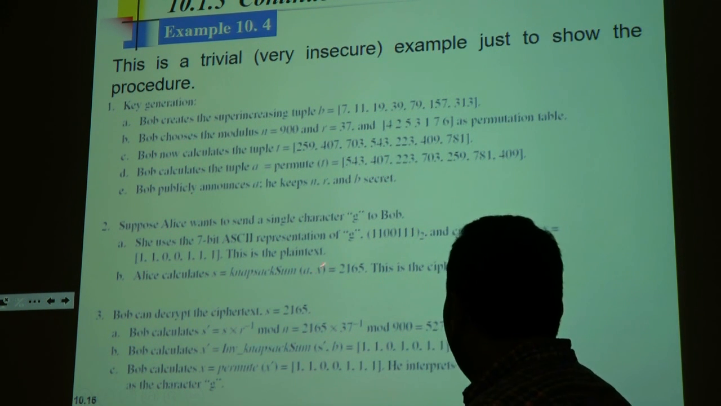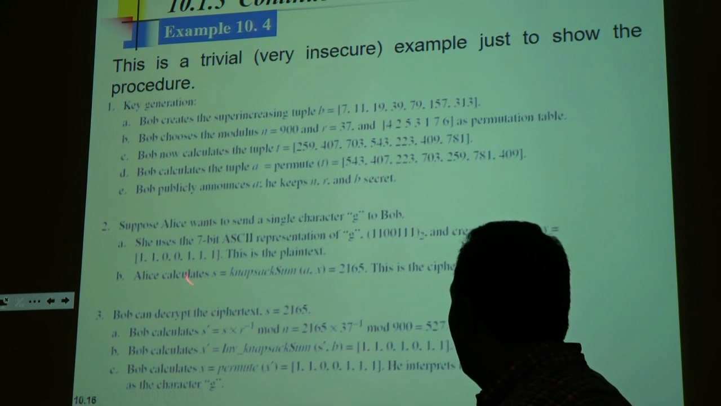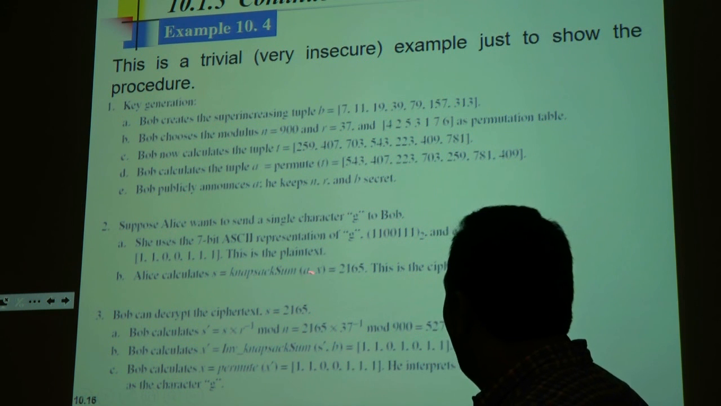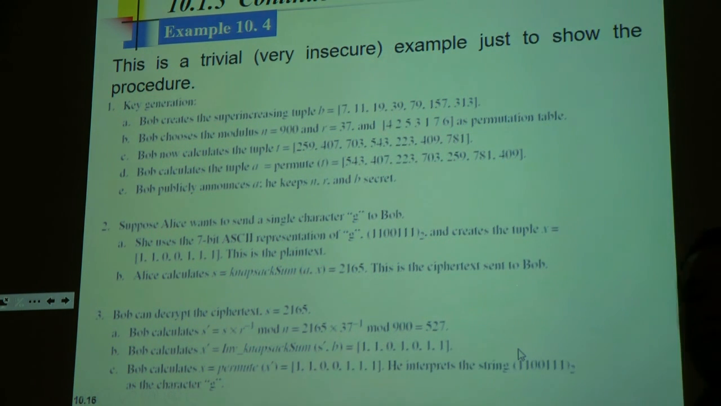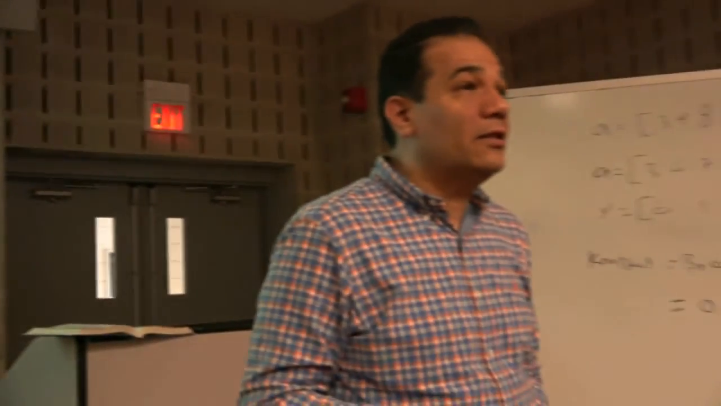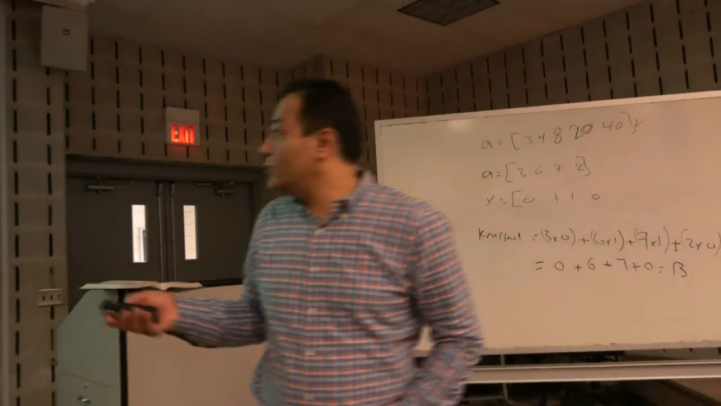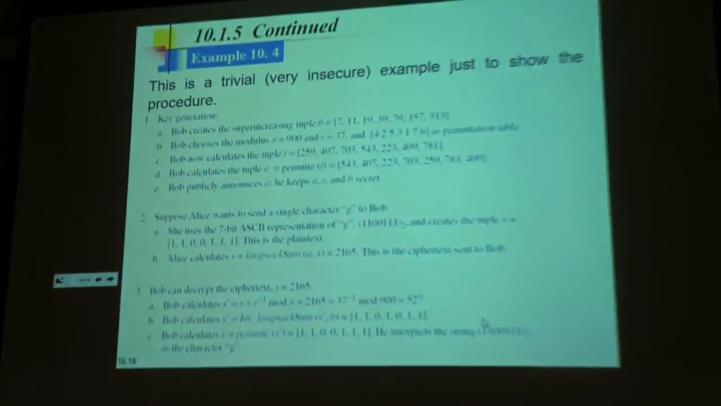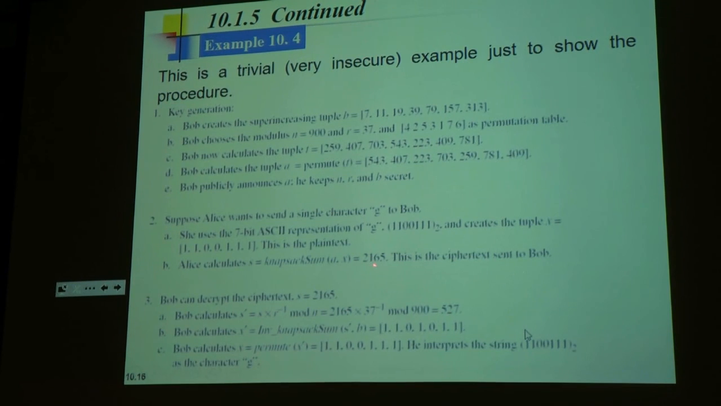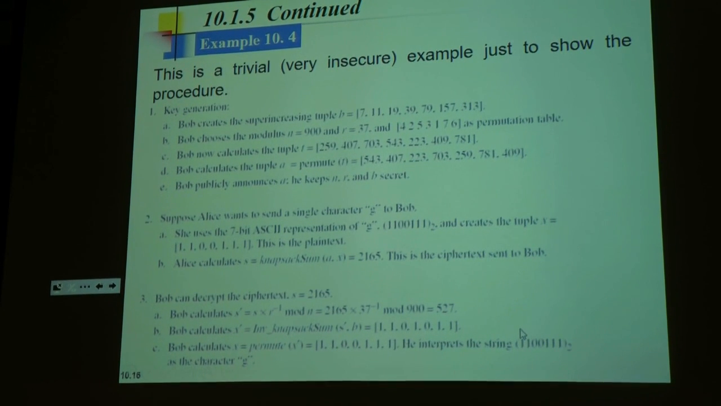Then after that, we have to calculate the knapsack. How will it be created? You multiply the X with the A. It gives you 2165. So that's the data encrypted. What's the plain text? G, which is represented in binary like this. What is the data that will be transmitted? 2165. This is encrypted, right?